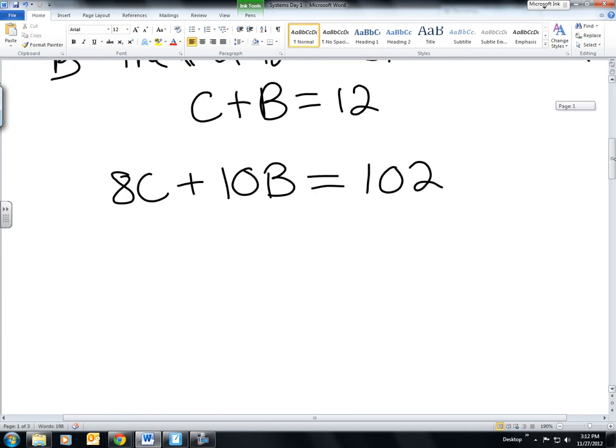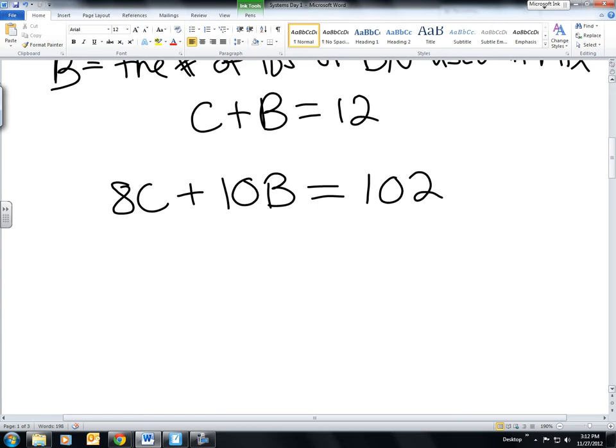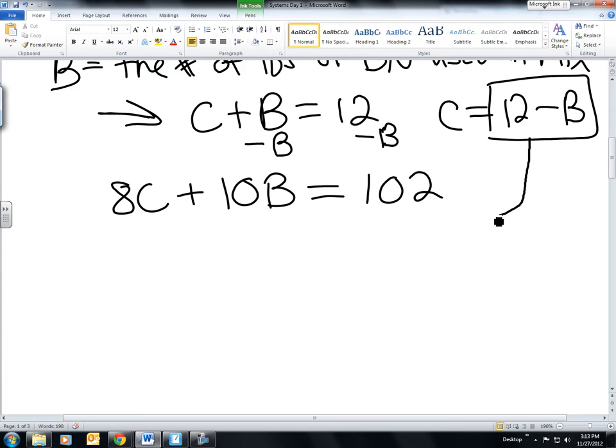Now, the way to solve for C and B here is to use a method called substitution. And what substitution says is we can get one of the variables by itself and substitute into the other equation for that variable. So I'm going to start with this equation here, and get one of the variables by itself. You could get C by itself, you could get B by itself, but I'm going to get C by itself by subtracting B from both sides. And that means then that C is going to be equal to 12 minus B. Okay? And now that I've got C by itself, I can use this quantity to substitute in for C in this equation here.